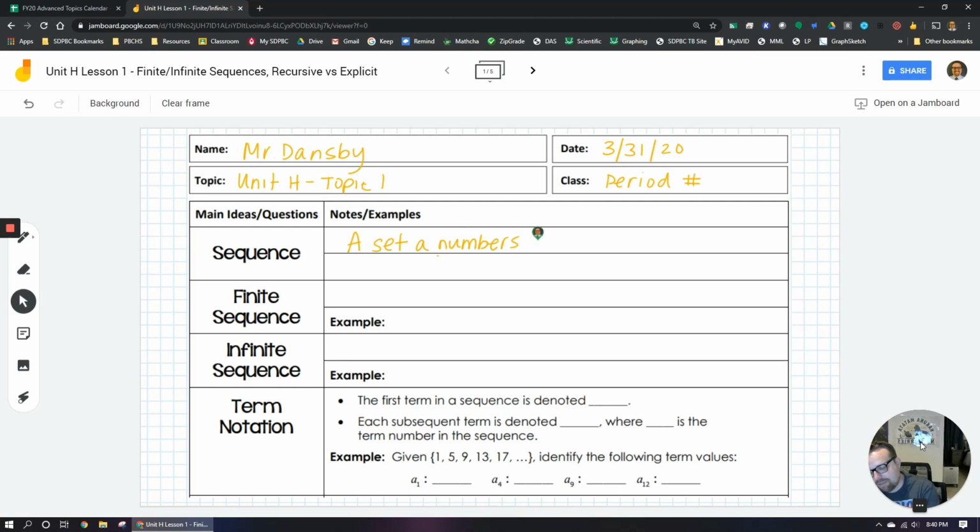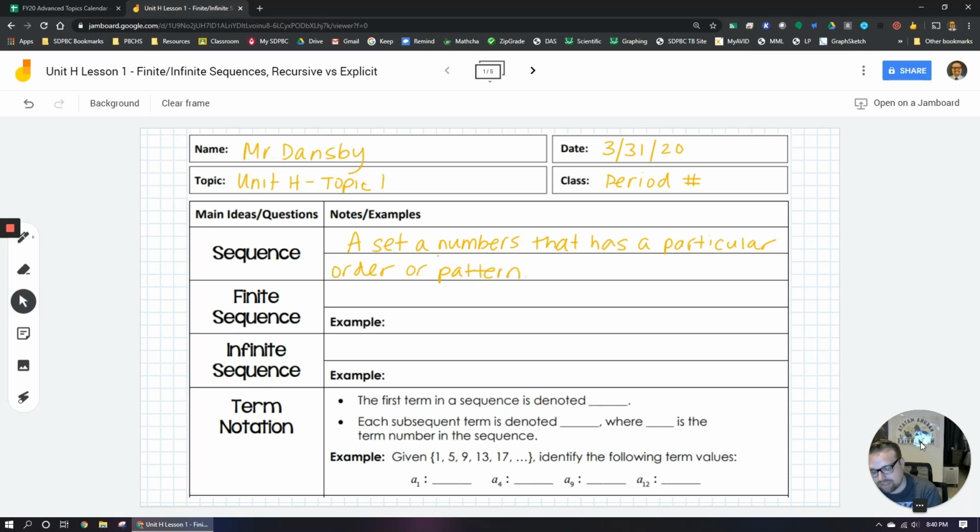that have a particular pattern to them or something that you can figure out, like it's changing by the same amount every time, or they're in a particular order. So a set of numbers that has a particular order or a pattern.